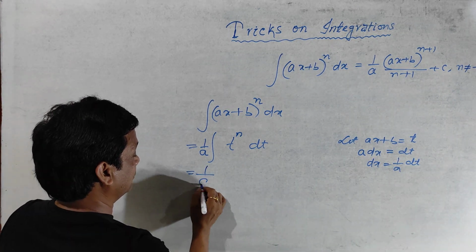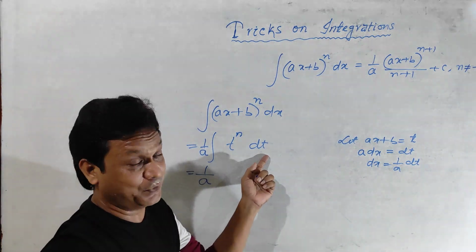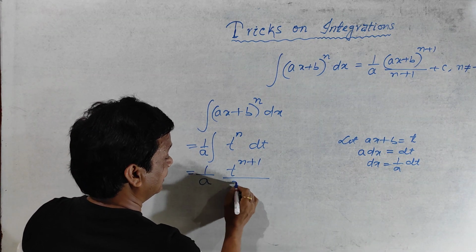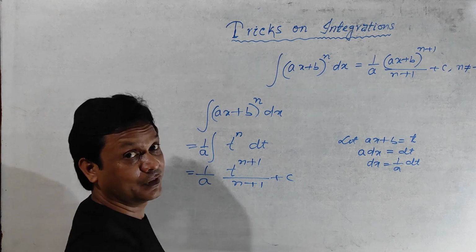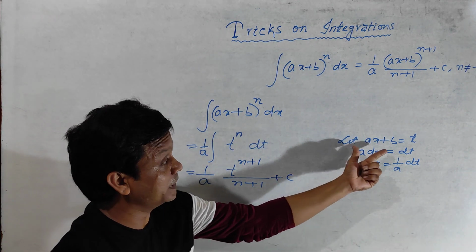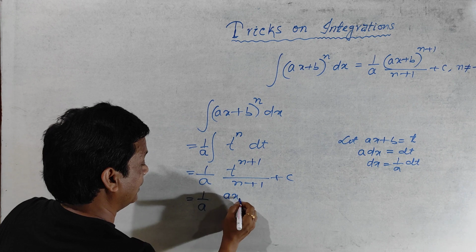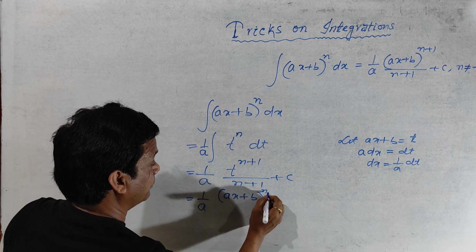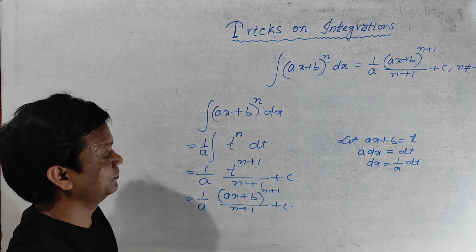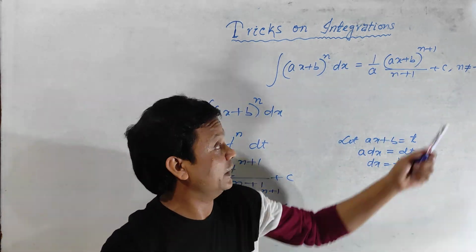Now already it is known to you that integration of x to the power n into dx is x to the power n plus 1 by n plus 1. So here, t to the power n into dt, what is the formula? t to the power n plus 1 by n plus 1 plus c. But the question is in the form of x and the answer is in the form of t. So you should write what is the value of t? ax plus b. So it is equal to 1 by a into (ax plus b) to the power n plus 1 by n plus 1 plus c. Then n is unequal to minus 1.